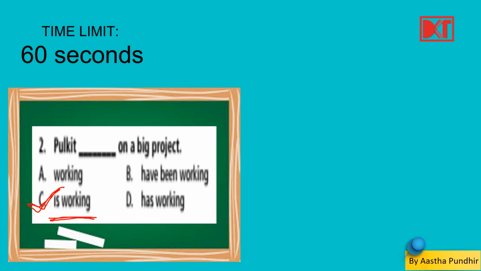Then you see others. A, working. This is just the verb plus ing form. B, have been working. This is not in the subject verb agreement. Then Pulkit has, but here has is used for the past one. So this is also incorrect.